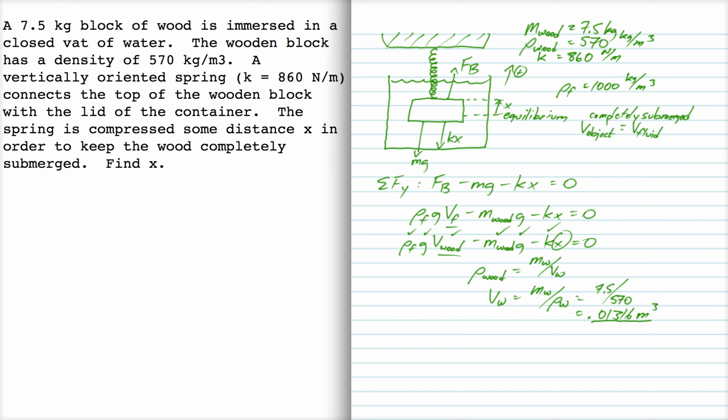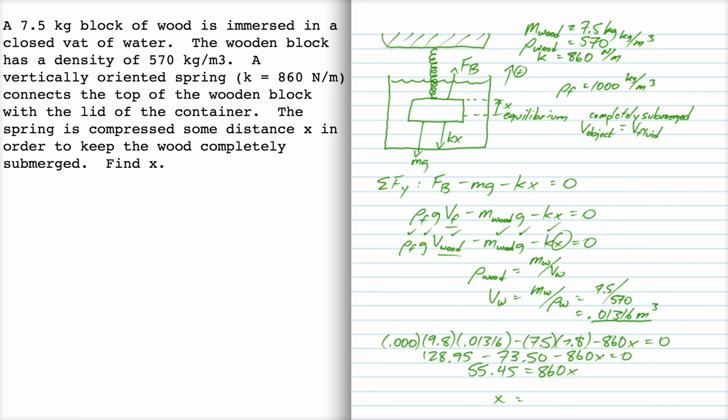So, putting all the values in, I get, let's see, 1,000 times 9.8 times 0.01316 minus 7.5 times 9.8 minus 860x is equal to 0. So 128.95 minus 73.5, and I get 55.45 is equal to 860x, and therefore x is equal to 0.064 meters, or 6.4 centimeters if you prefer.